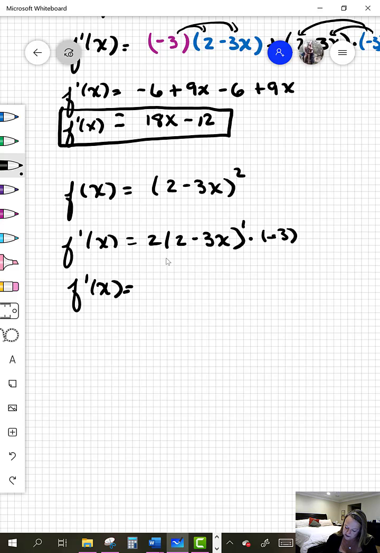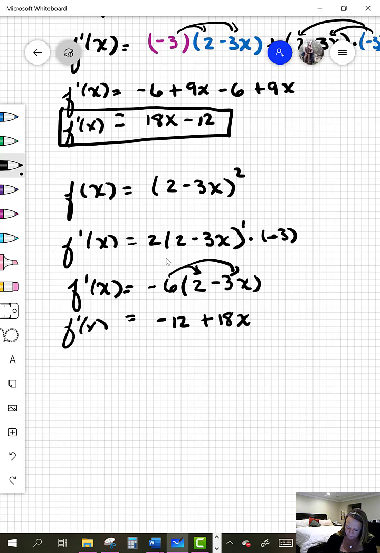And so we have this negative 3 times this 2 out front is negative 6, all times the quantity 2 minus 3x. Let's distribute it. So we get negative 6 times 2 is negative 12. Negative 6 times negative 3x gives us plus 18x. So we just found that the derivative is the same thing as above.